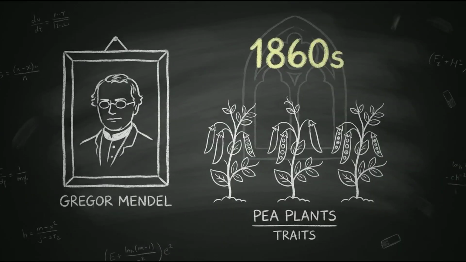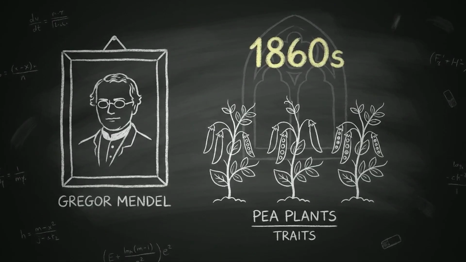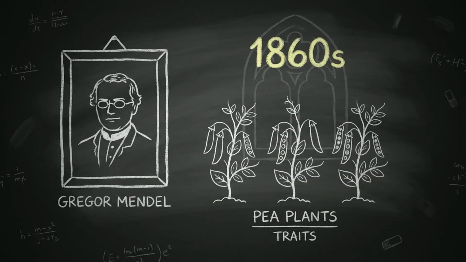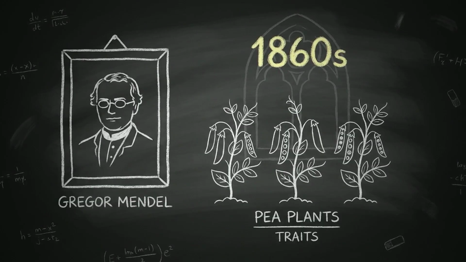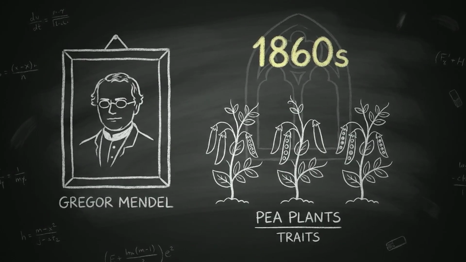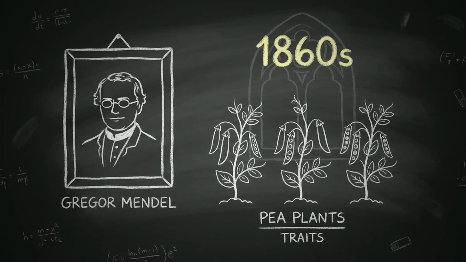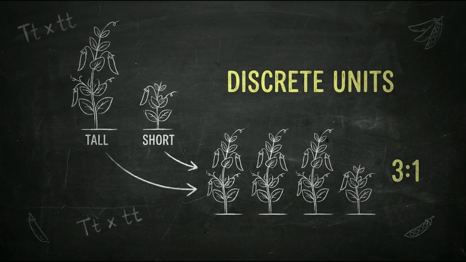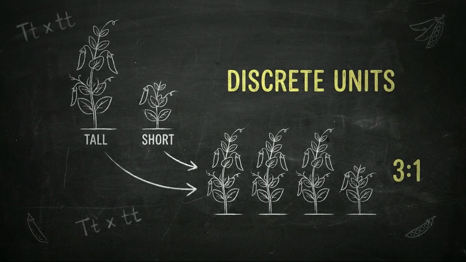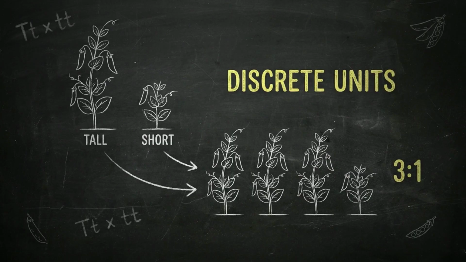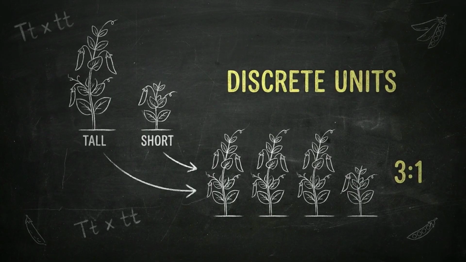In the 1860s, an Austrian monk named Gregor Mendel grew pea plants in his monastery garden in Brno. He was meticulous, obsessive even. He tracked 7 different traits across thousands of plants and dozens of generations. And what he found changed biology forever. Mendel discovered that traits were not blended together in offspring, the way most people assumed. They were inherited as discrete, separate units in predictable mathematical ratios.